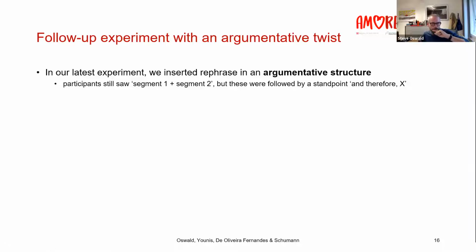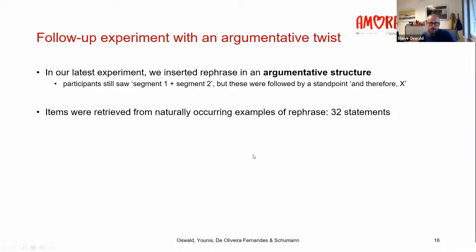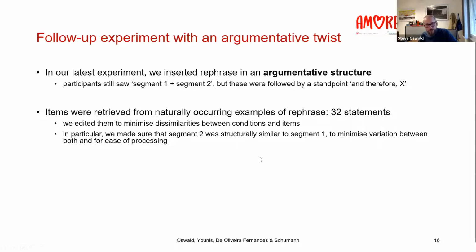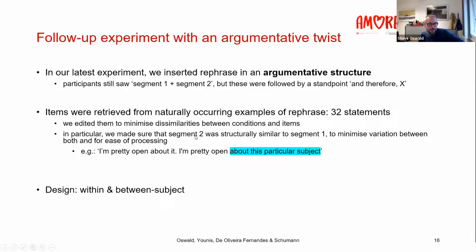I'm going to show you an example in a minute. Again, we used the items from the corpora that we had, and we edited them to make them as similar as possible across conditions. And we made sure that the second segment was structurally similar to the first segment so that we minimize variation between both, and because it makes it also easier to process. So something like, "I'm pretty open about it, I'm pretty open about this particular subject" would be a sample item, where this in blue rephrases what we have in the first, and you see that the syntactic structure is parallel. We had a within and between subject design.